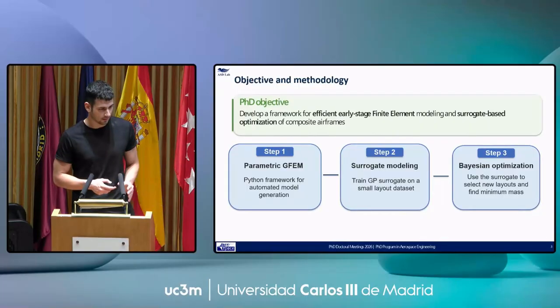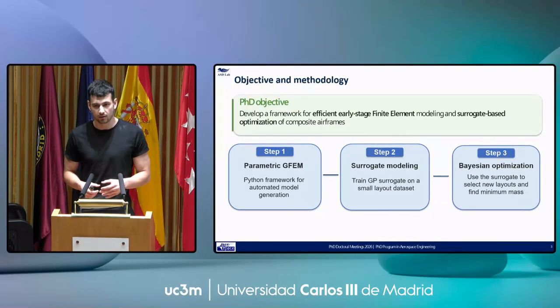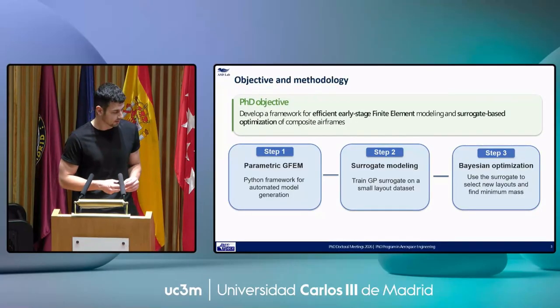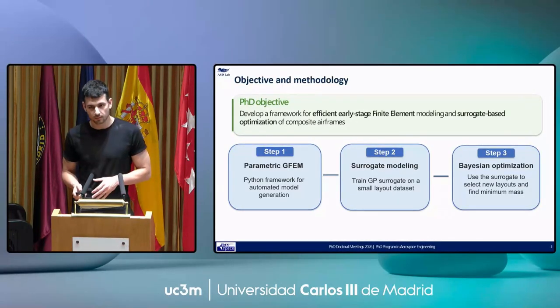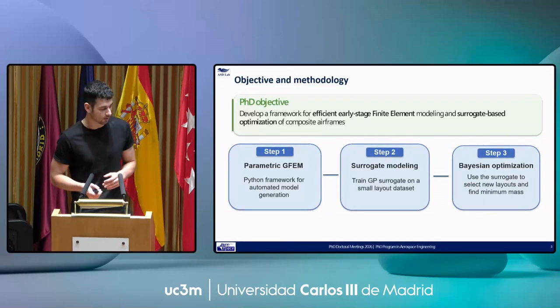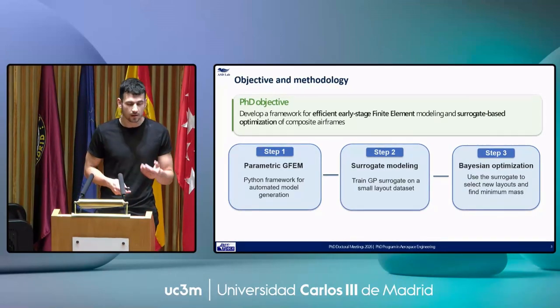So this will be done in 3 steps. First, we create a Python framework that allows us to do the parametric GFEM generation. Then we will use surrogate models in order to reduce the computational cost. And in the end, we will use the surrogate model for Bayesian optimization.